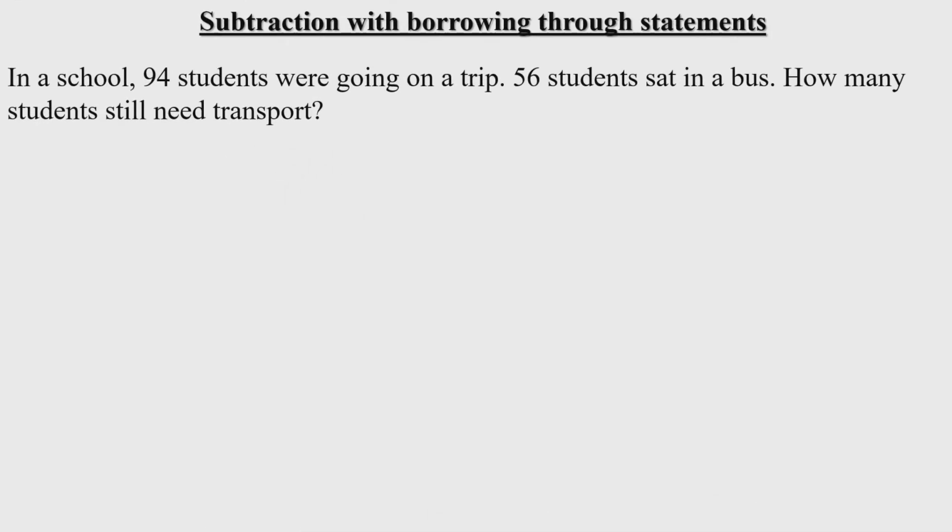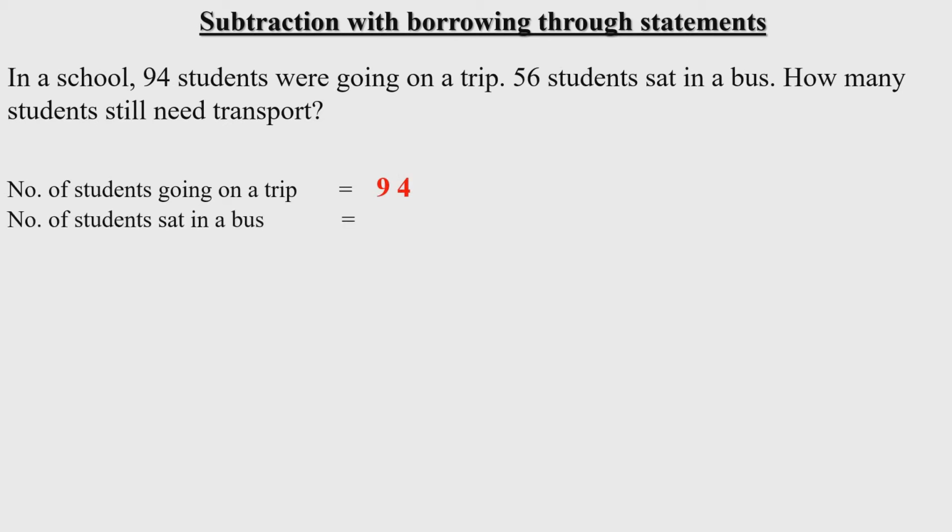Let's take one more example. In a school, 94 students were going on a trip. 56 students sat in a bus. How many students still need transport? Let's subtract and note. Number of students going on a trip is equal to 94. Number of students sat in a bus is equal to 56. Number of students still need transport is equal to what?